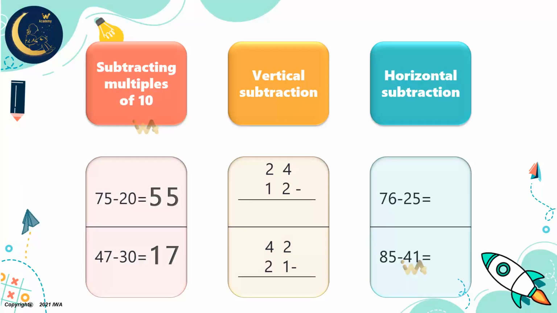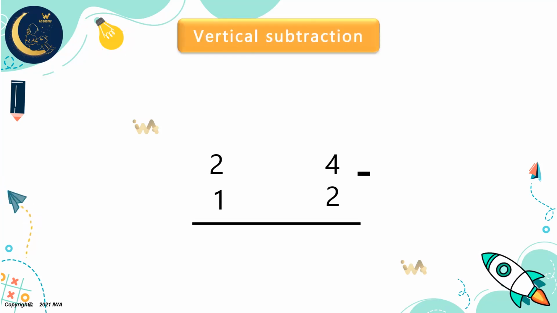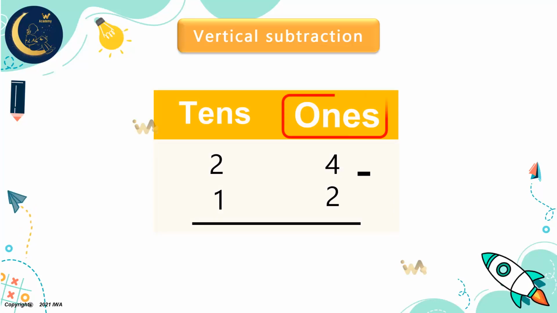Now, let's move on to the next method, which is vertical subtraction. We have 2 questions here. Let's start with the first one. Here we want to subtract 24 minus 12, and we will use vertical subtraction. We call it the vertical method because, as we see in front of us, the numbers are placed vertically on top of each other. So we subtract the numbers in the ones place from each other, then we subtract the numbers in the tens place from each other. Okay, let's start with the ones place.